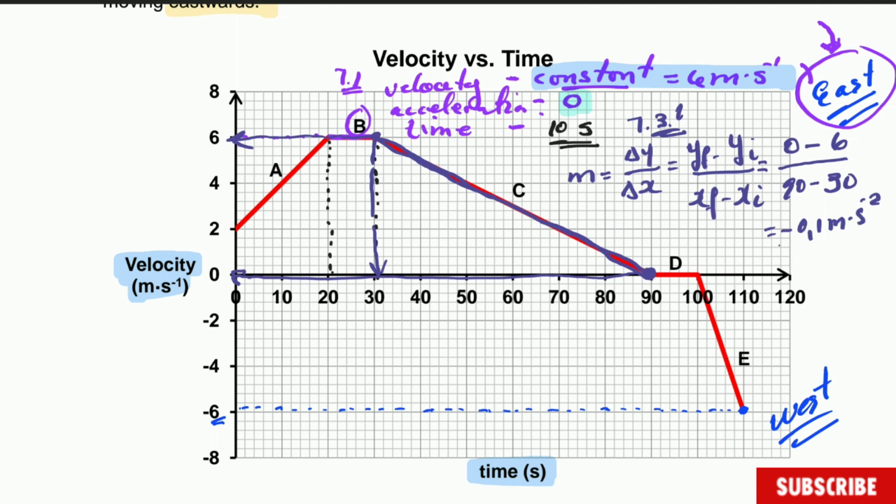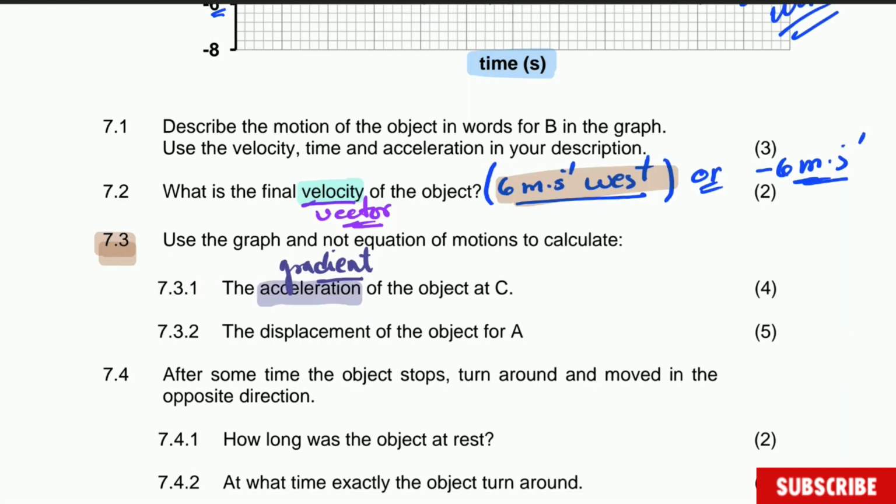Remember that minus means that is west. And yes, because the object is decelerating in this case, it means that the acceleration is negative, which is in the opposite direction of motion. Guys, this is the answer for question 7.3.1. That is the answer, and that's it. You can leave it with a negative. It's a vector quantity, therefore the negative must be there, it is important. Okay? So we can go to question 7.3.2.